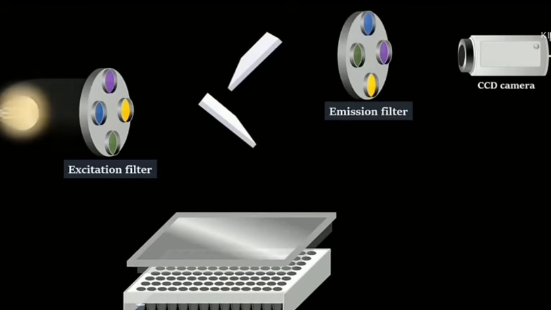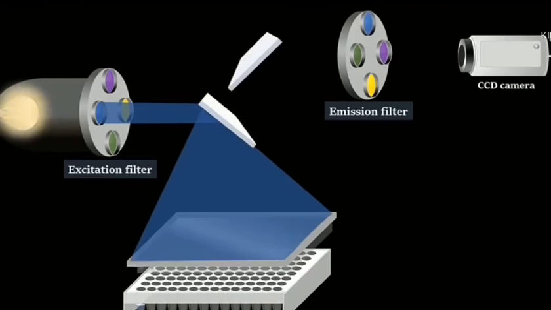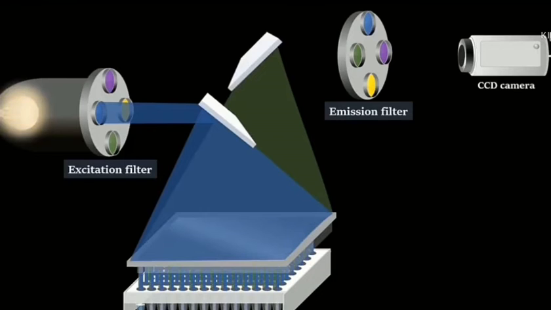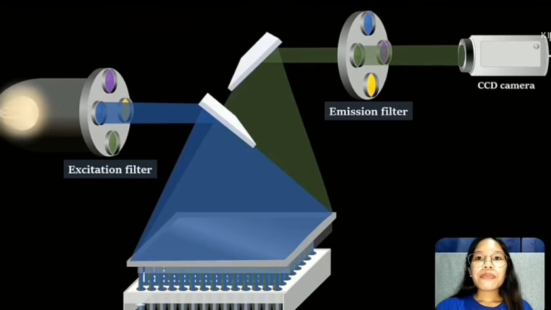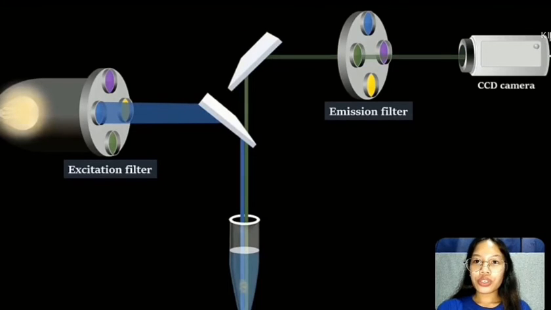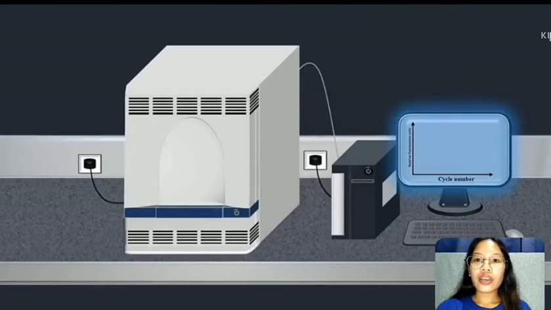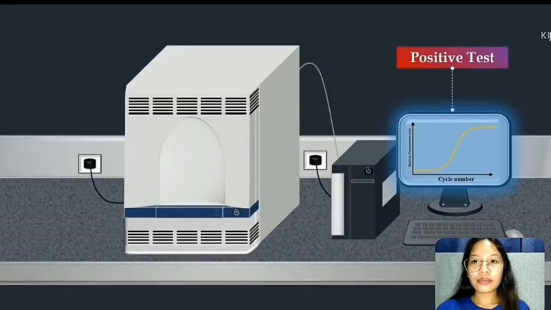Filtered light from the lamp is reflected off a mirror, passes through a condensing lens, and is focused into the center. Then it passes through an emission filter and is detected by the CCD camera. In each PCR cycle, the light detected by the CCD is converted into digital data. This method is known as real-time PCR, which allows the monitoring of the progress of the PCR reaction.